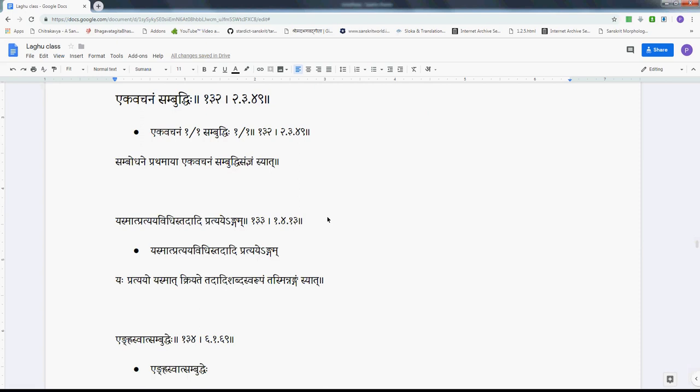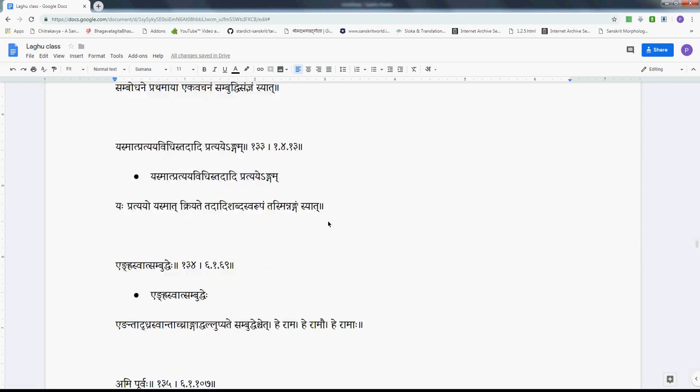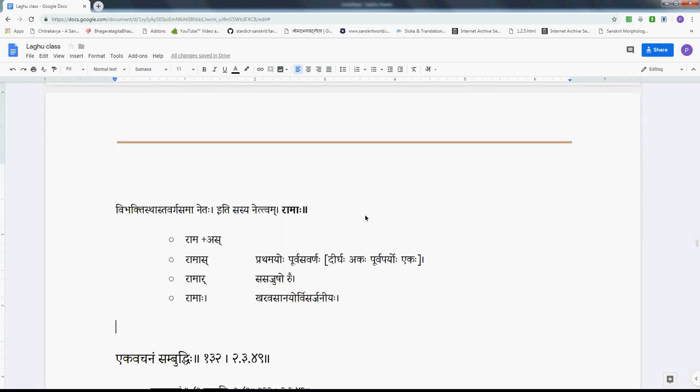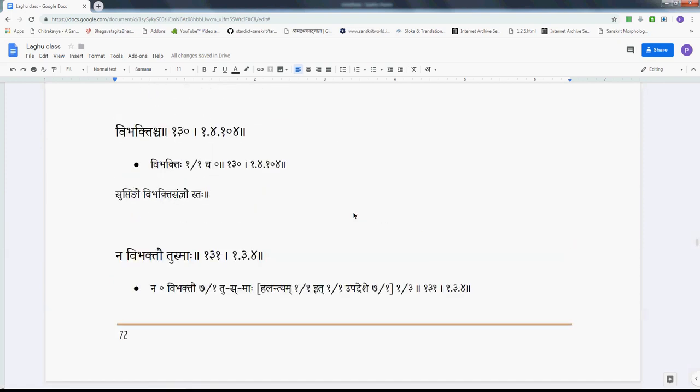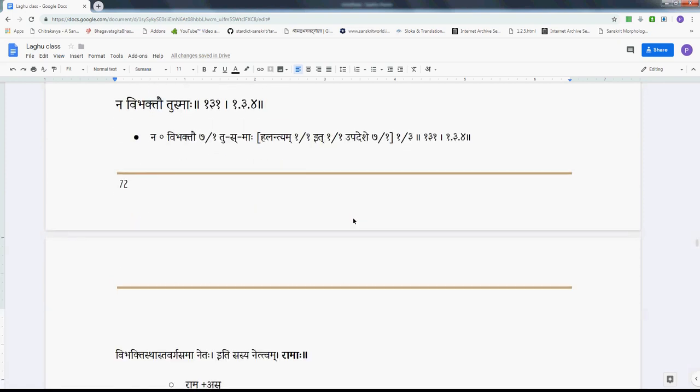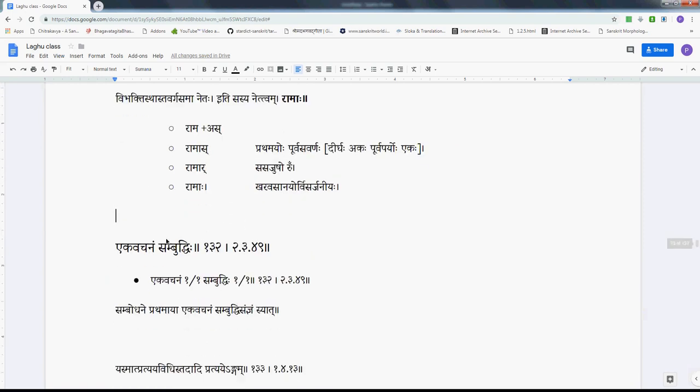Although we won't look at all of those sutras each time, it's good to remember those and revisit them while deriving each and every form, each and every vibhakti and vachana. So the last sutra we saw was Ekavachanam Sambuddhi.